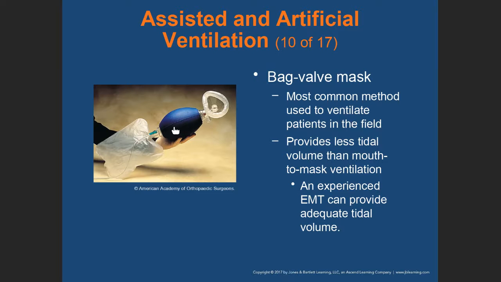Now, this is your bag valve mask. This is what it looks like. It has a reservoir for oxygen, and it has a connection port that you can attach your oxygen from the cylinder. Once we're using a BVM, we do not go below 15 liters per minute. Bag valve mask, most common method used to ventilate patients in the field, provides less tidal volume than mouth-to-mask ventilation.